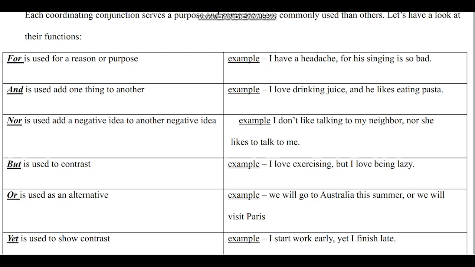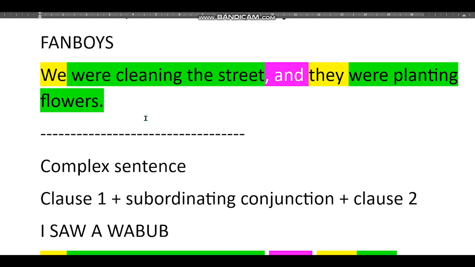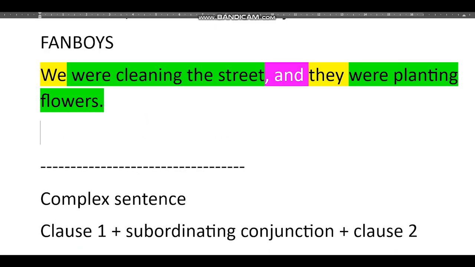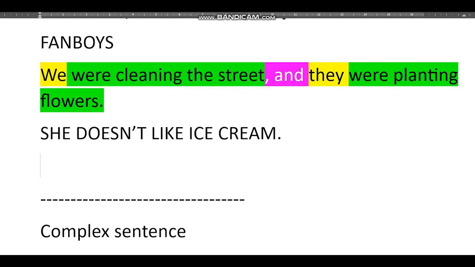Let's give an example. I need you to see this example. For example, let's see here. She doesn't like ice cream. So she doesn't like ice cream. This is the first clause. And the second clause is Fadi doesn't enjoy popcorn.